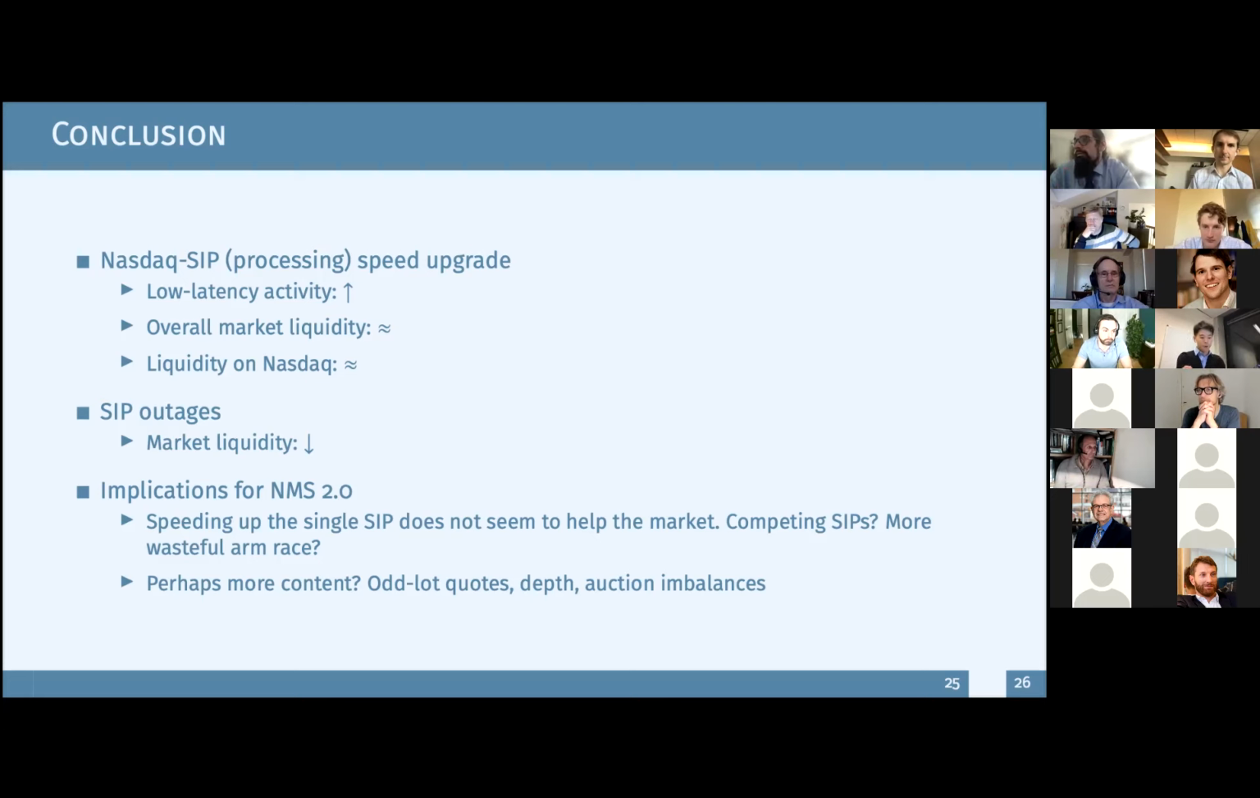Yeah, I get your point. But I think, of course, the benefit of having multiple SIPs is redundancy, right? Which is good for catastrophic events. If one SIP is down, you still have others to back up.